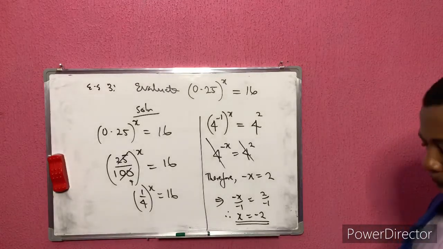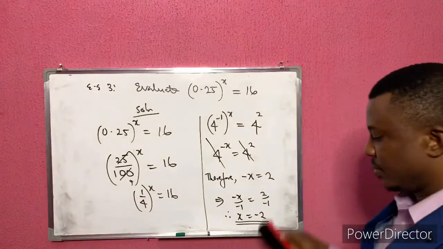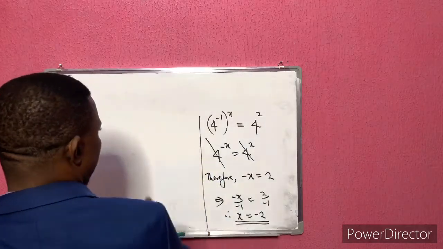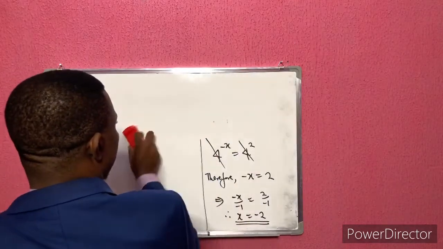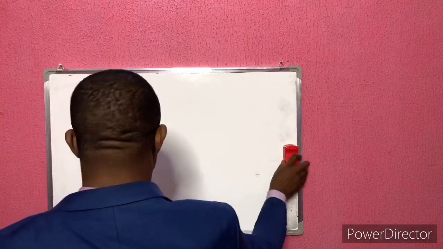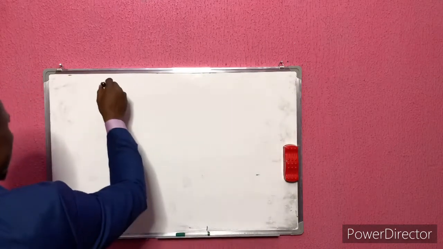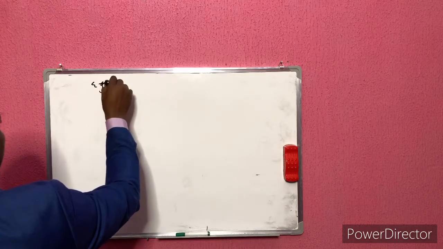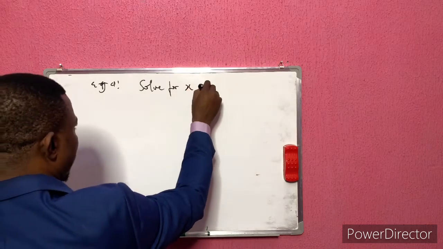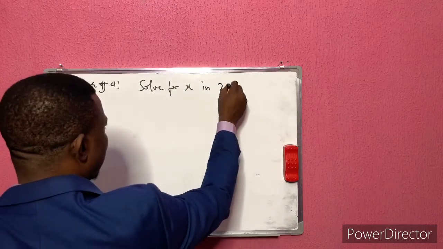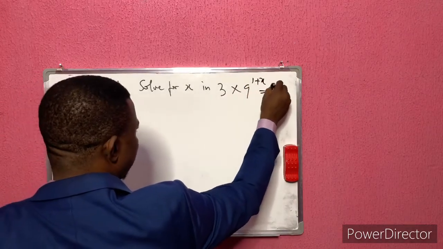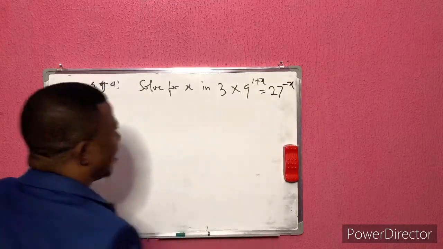Example 4. Solve for x in 3 multiplied by 9 power 1 plus x equals 27 power minus x. Solution.